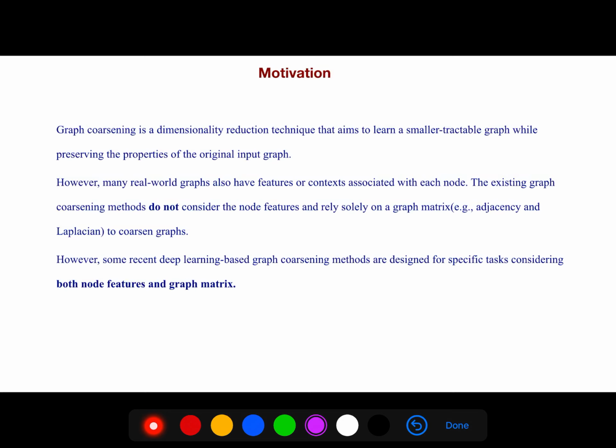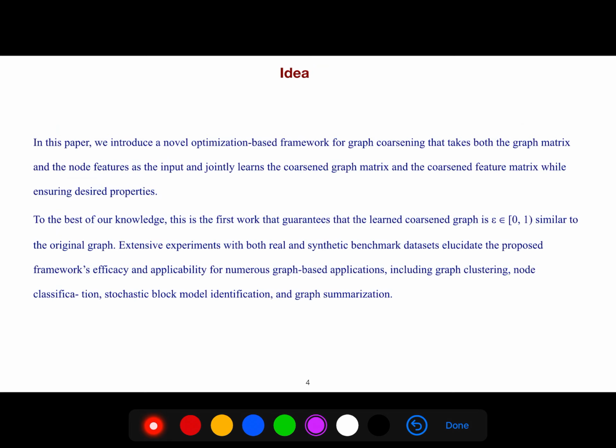In this paper, we introduce a novel optimization-based framework for graph coarsening that takes both the graph matrix and the node features as the input and jointly learns the coarsened graph matrix and the coarsened featured matrix while ensuring desired properties. So, to the best of our knowledge, this is the first work that does such a thing.